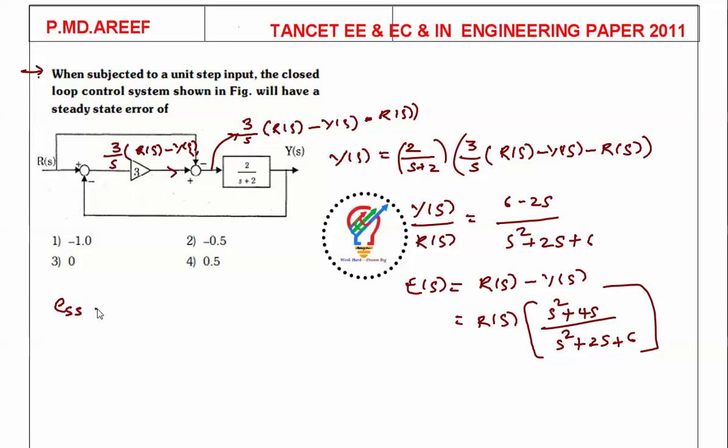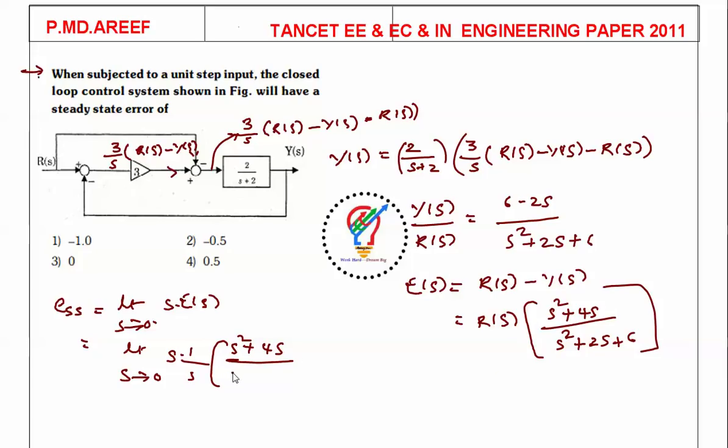Steady state error ess is equal to limit s tends to 0 of s times E(s). Substituting, the input we are using is a unit step, so R(s) becomes 1/s, multiplied by (s² + 4s)/(s² + 2s + 6). If we substitute s equal to 0 here, everything will go 0 by 6, which is nothing but 0. So the steady state error for this network is 0 only.